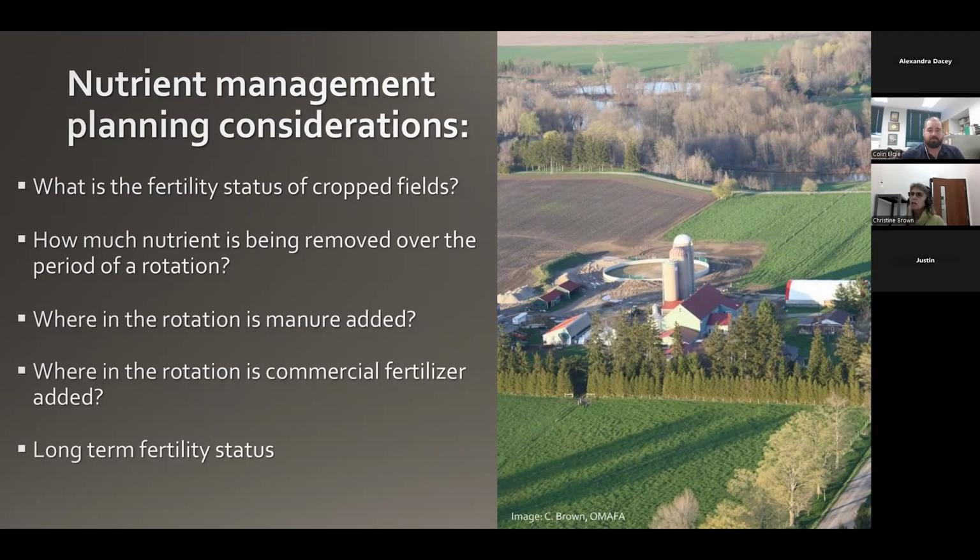The reason that's important is because we're looking at opportunities from a 4R perspective, especially on where in the rotation is that manure added so that it's the most effective, and where in that rotation is commercial fertilizer added, again, for 4R placement and also for economic purposes. And then over that rotation, how do our manure application and fertilizer application affect that long-term fertility status?